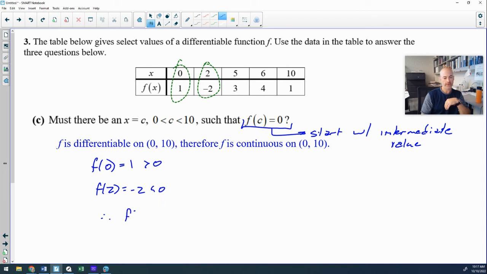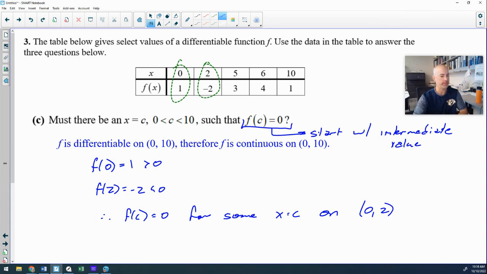Therefore, f of c is equal to 0 for some c on the interval, and I can narrow it down to 0 to 2. The question asks from 0 to 10, but because 0 to 2 is within that interval, we are okay with this. And that ended up being a little bit longer than I wanted. Rambled too much, and I'm done.